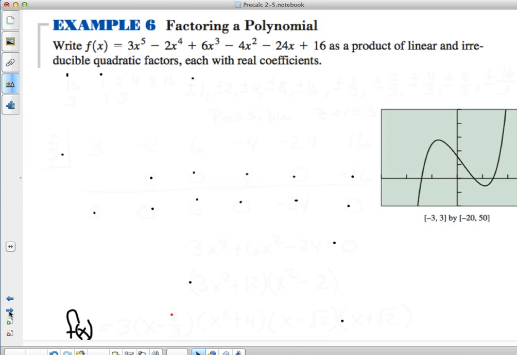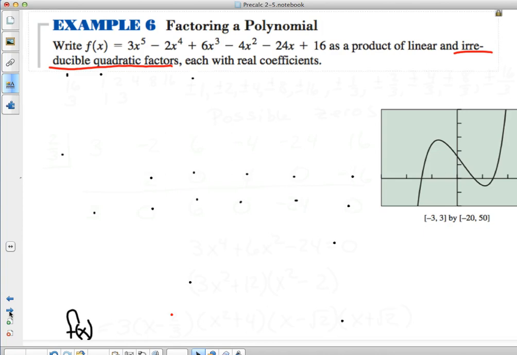Okay, write f of x equal 3x to the fifth minus 2x to the fourth plus 6x cubed minus 4x squared minus 24x plus 16 as a product of linear and, please notice how this phrasing is, irreducible quadratic factors. I won't have imaginary factors in this, okay? Once I get it to that irreducible quadratic, it's part of my factoring as I show the result of my function. Okay, so now I got a list.